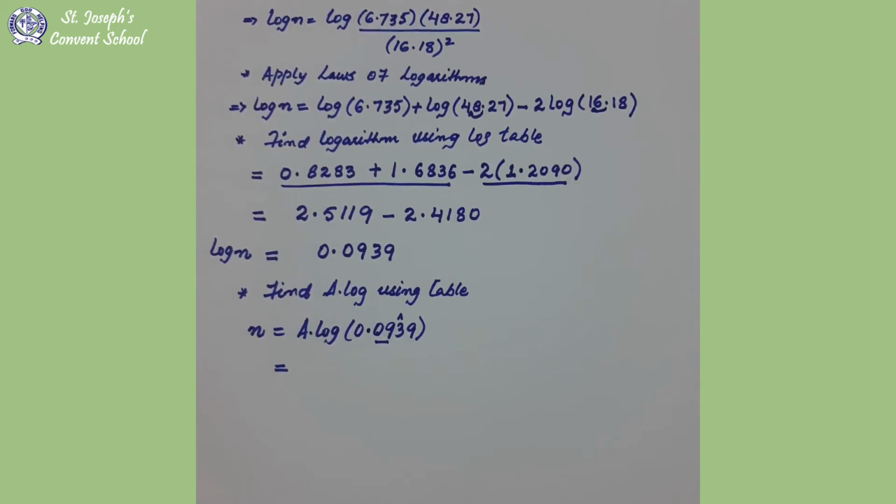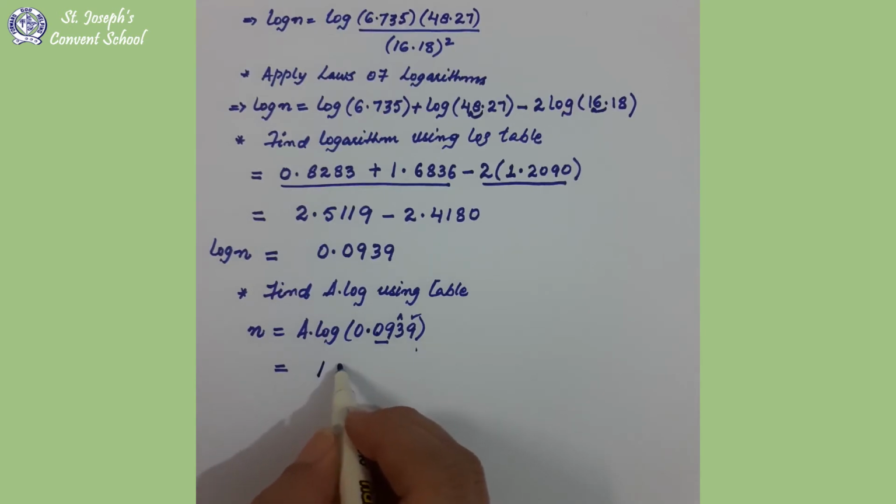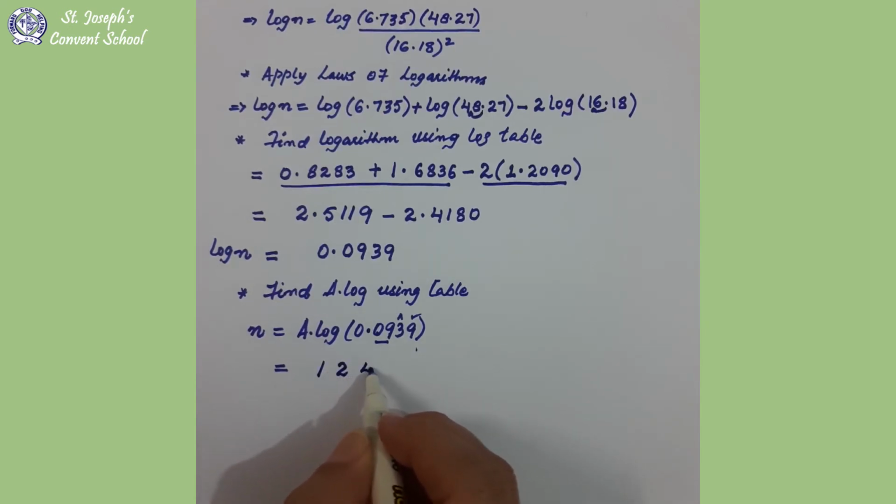Check in the anti-log table. 0.09 column 3 is 1239. Then in mean difference column 9, the value is 3. So you will add 1239 plus 3. So you will get 1, 2, 4, 2. This is n.